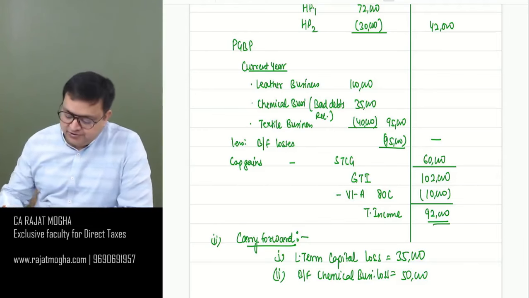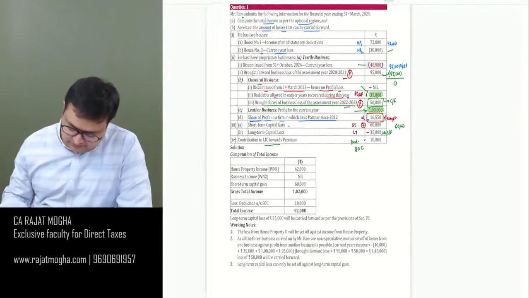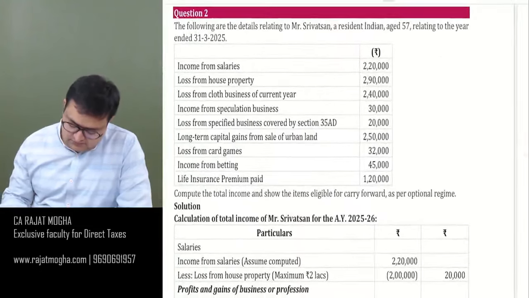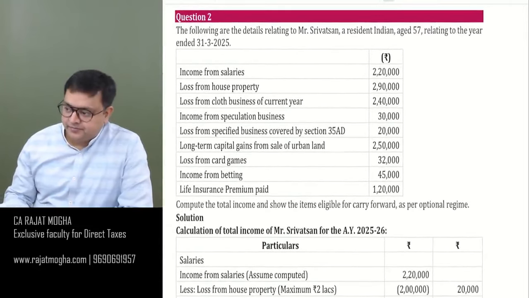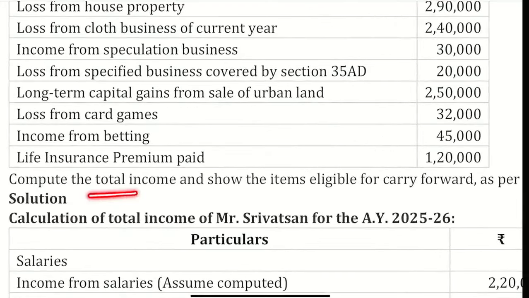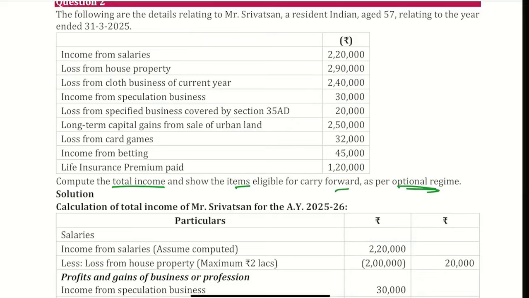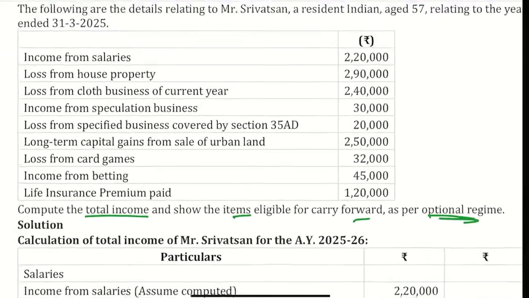Let me discuss one more question with you. Question number 2. Following are the details relating to Srivatsan, a resident age 57 years relating to the year ending this. What we need to compute? Compute the total income. We need to compute the total income and show the items eligible for carry forward as per the optional regime. We have to follow optional regime and the things to be carried forward.